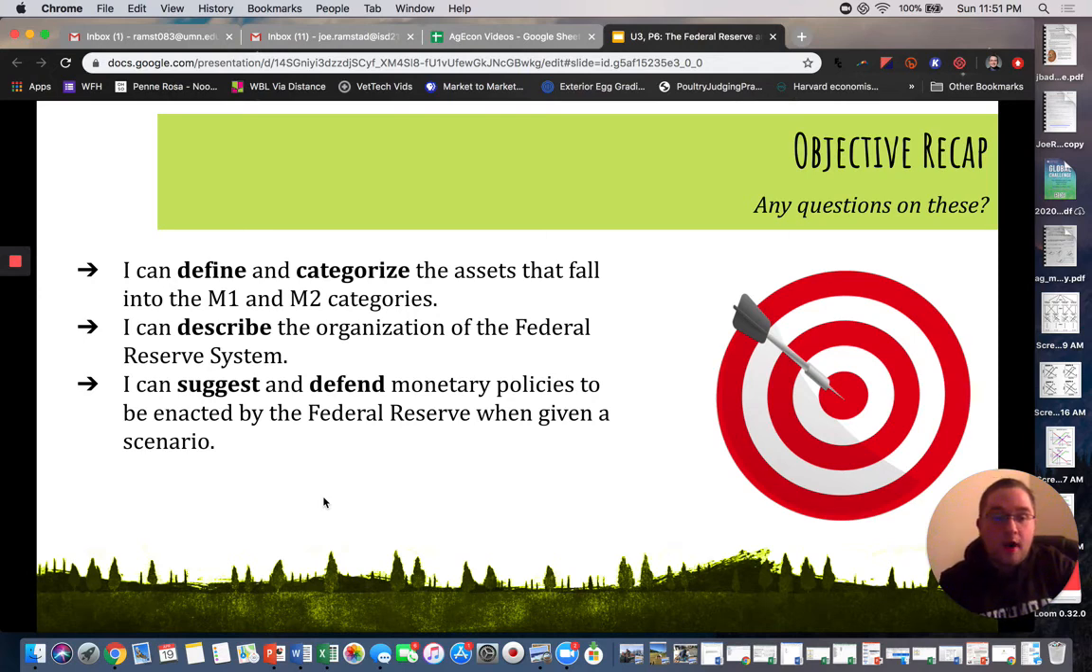So remember, M1 is going to be cash and coins and things that are readily liquid, right? Liquid is how easily it's converted into cash money. And M2 is going to be everything in M1 plus other types of accounts that aren't as easy to convert into cash right away. Second, I can describe the organization of the Federal Reserve System.